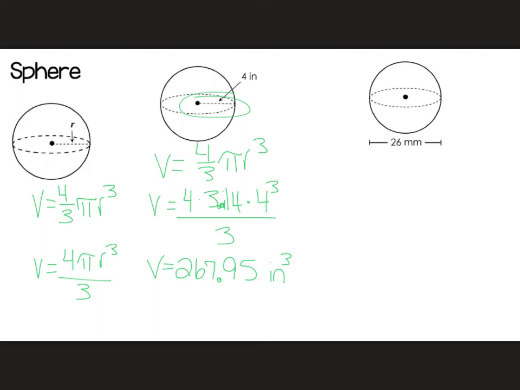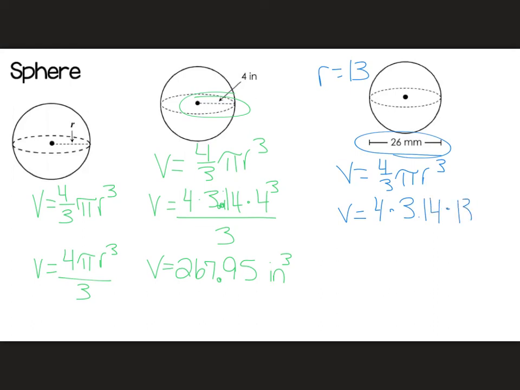Okay, the very last one, they give me the diameter. So the radius is half that. Half of 26 is 13. So I do the same thing. Volume equals 4/3 pi r cubed. So I'm going to say 4 times 3.14 times 13 cubed. This is going to be a big number. All over 3. Okay, so I'm going to do that in my calculator. So I'm going to do 4 times 3.14. I'm working in a calculator that doesn't have a power button, so I'm going to say times 13, times 13, times 13. I'm going to hit my equal sign, and I'm going to divide by 3.